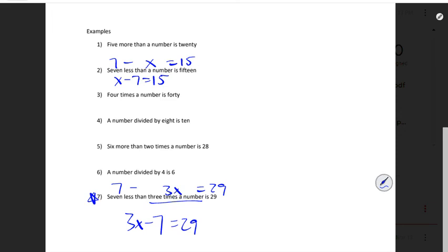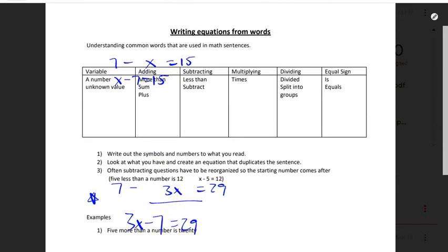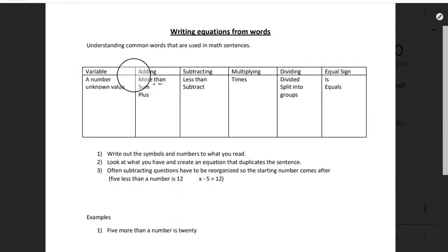Okay, I hope that helps you guys out with figuring out how to write these down. When you're getting words, how to write them down into algebraic form. And that's it.